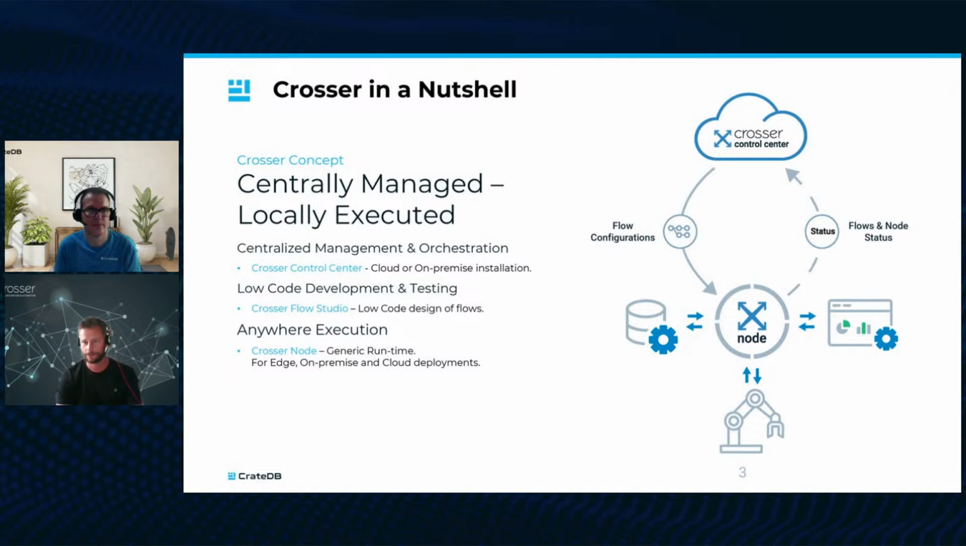On a high level, we have two main components in our solution. First one, the Crosser Control Center, which you see on the top and right side. That is the part of the tool where the user has the local interface to build, test, deploy, and manage all the pipelines. Second component, the Crosser node, is the actual runtime for these flows. These pipelines, we call them flows.